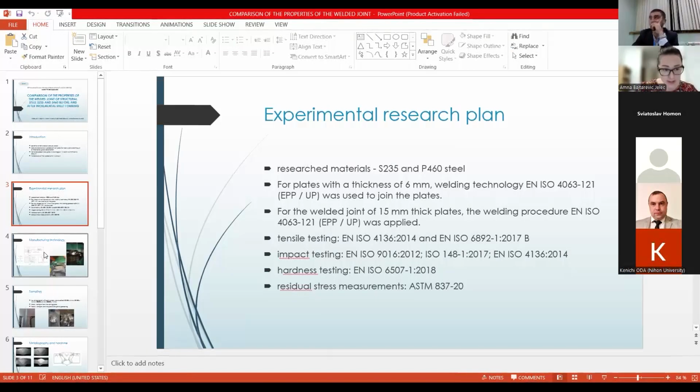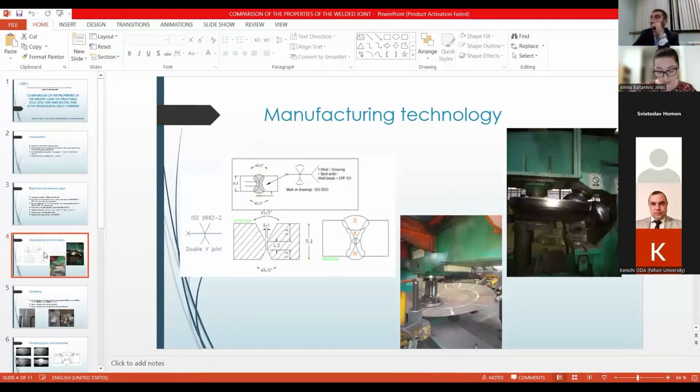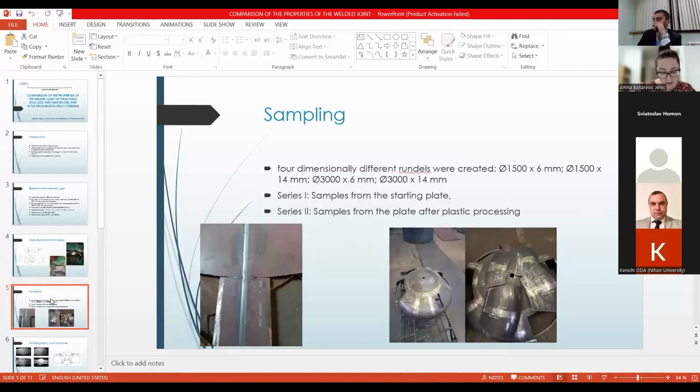Dish ends for experimental research were made using the incremental sheet forming method from initial sheets known as rundles, which were obtained from welded plates. Details of a weld joint are shown in this figure. This picture presents the process of incremental sheet forming, and the final shaping is shown here. For the experimental purposes, four dimensionally different rundles were created, as you can see in this slide.